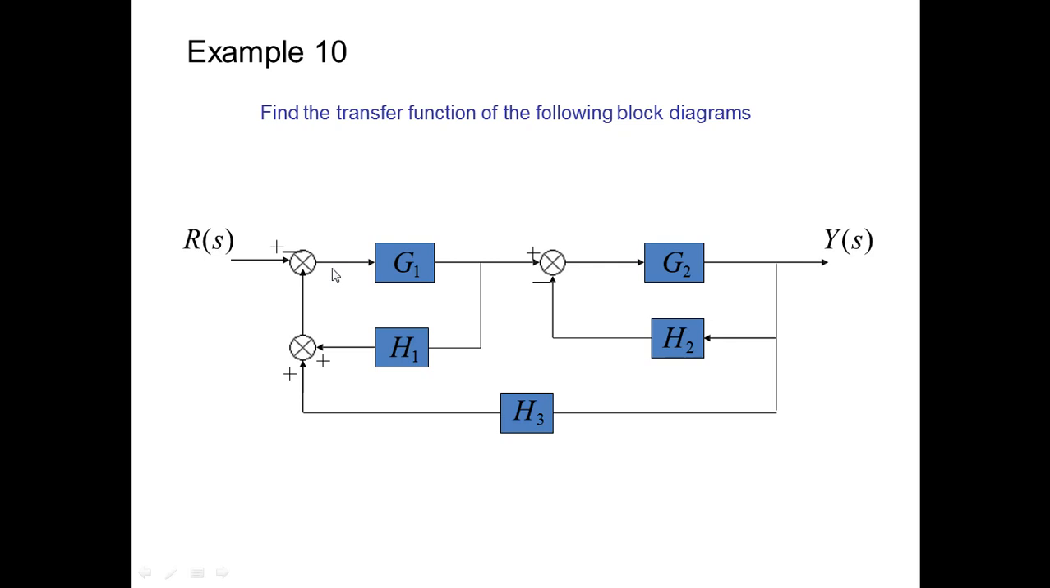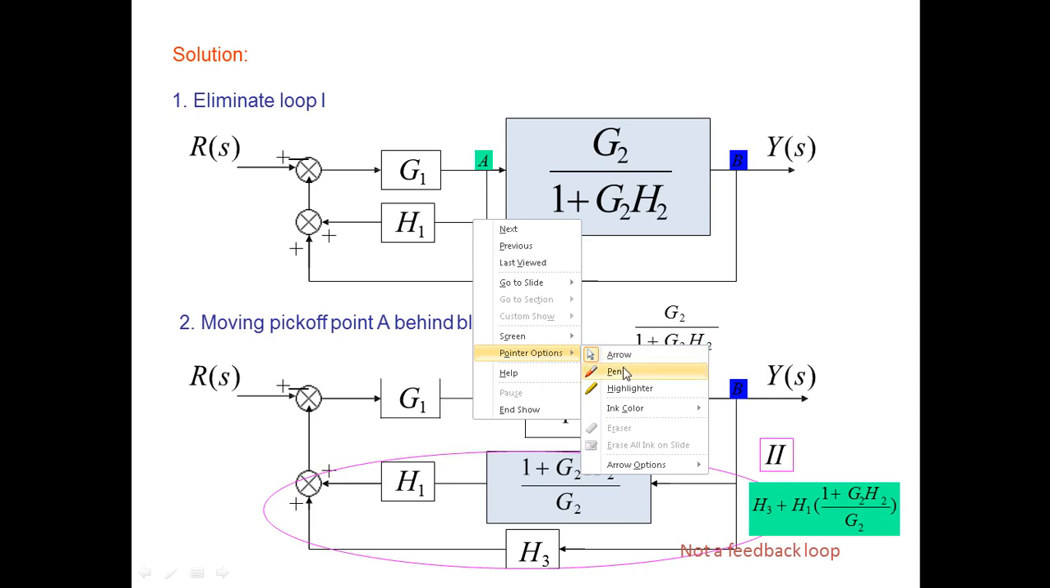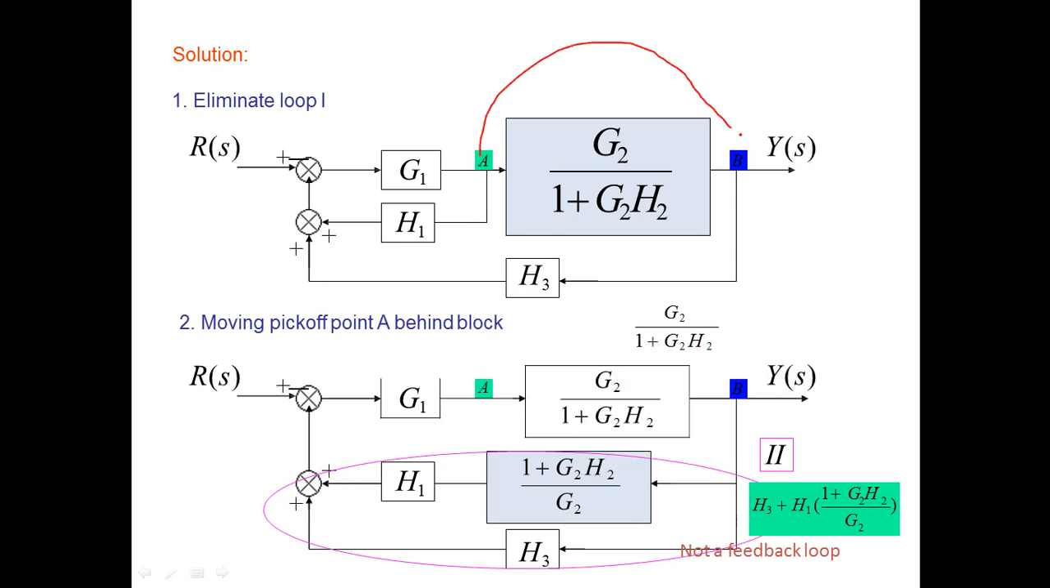The first thing that you can do is basically solve this loop. So when you solve this loop, this becomes G2 divided by 1 plus G2 H2. Now you can move this point from A to this point B, and when you do that, you have to take the opposite of this thing actually, in the cascade form. So you did the same, and you took this point and moved it from here to this point B. So you got this line, and now you can easily cascade this and this as well.